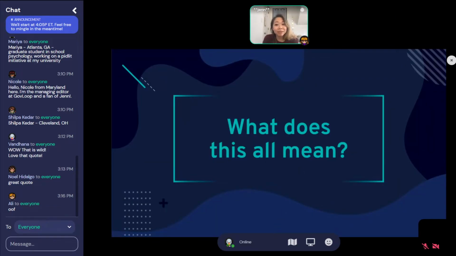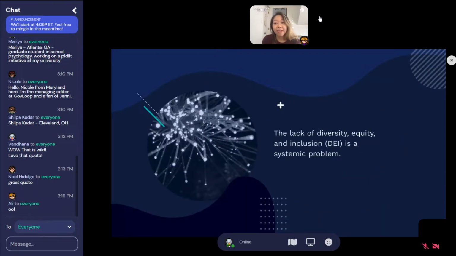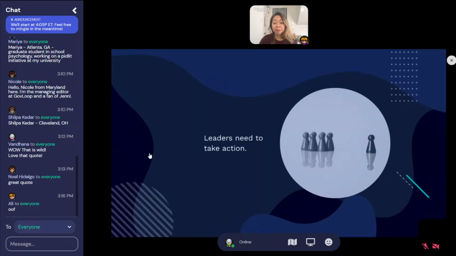So what do these findings mean? And how do we fix this? And how do we use this to make the case for diversity and inclusion? Anyone working in this space knows that the lack of diversity, equity, and inclusion is a systemic problem. So the real question is, how do we change the system? As with all systemic issues, organizational decision makers and leaders need to take action. And that is very much our audience for these survey findings.